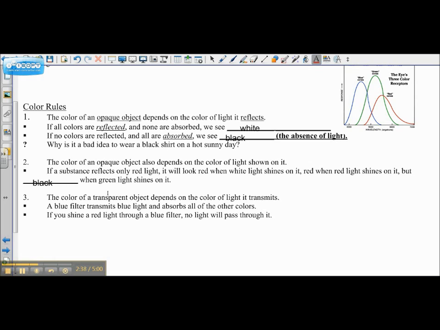Now let's look at filters. The color of a transparent object depends on the color of light. So let's look at a blue filter. A blue filter will transmit blue light and absorb everything else. So if you shine white light into your blue filter, you'll see blue. If you shine blue light onto your blue filter, you'll see blue. But if you shine a red light on the blue filter, no light will pass through it, and so it will appear opaque and black.